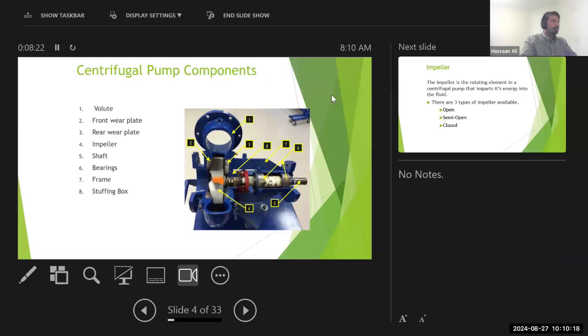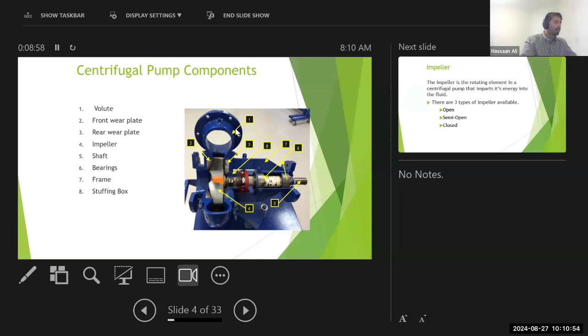Let's talk a bit about the components of the centrifugal pump. In the most simplistic construction, as what we talked about, there is what we call impeller, which imparts the energy to the fluid. There is what we call item number 2, which is front wear plate, and the rear wear plate, which is item number 3. Essentially, these are just wear plates which are put in as sacrificial components so that we can maintain a proper clearance between the impeller and the casing. Then number 1 is the volute.